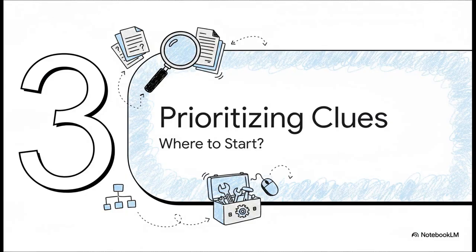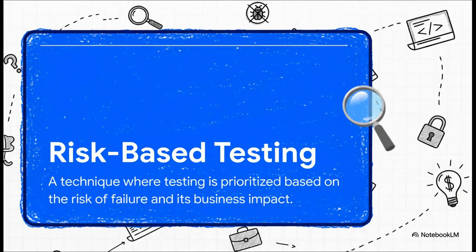Okay, so now we have all these amazing tools. Black box, white box, but there's a huge problem. You never have enough time or money to test everything. A good detective can't investigate every single blade of grass at a crime scene. You have to ask the critical question, where do I start? And the answer to that question is a strategy called risk-based testing.